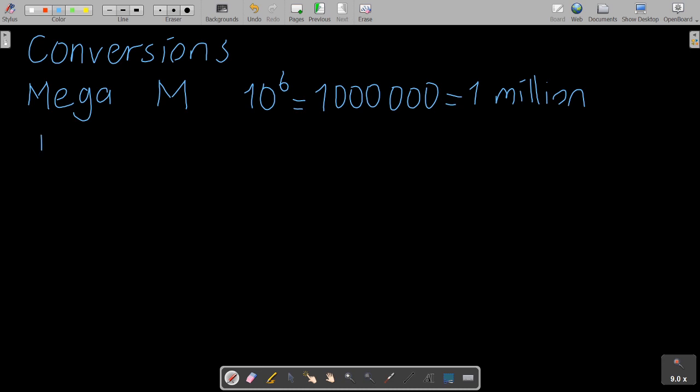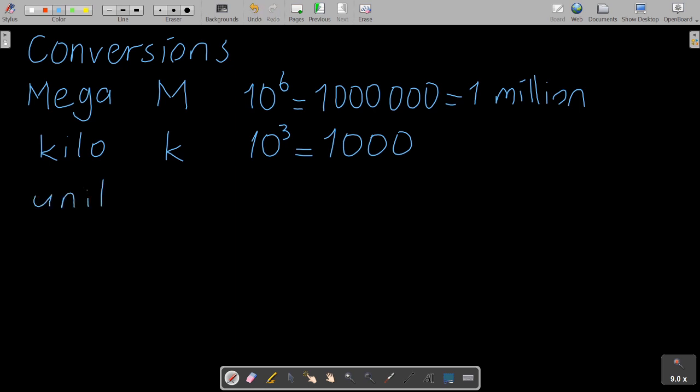Next comes kilo. We show it with small k. You all know from kilogram, kilometers. So it's 10 to the power 3. K stands for 10 to the power 3. 3 zeros next to 1, which is 1000, isn't it? Yeah, this is it. Okay, and then let's put our unit here. This will make sense. Unit is just 1. Okay.